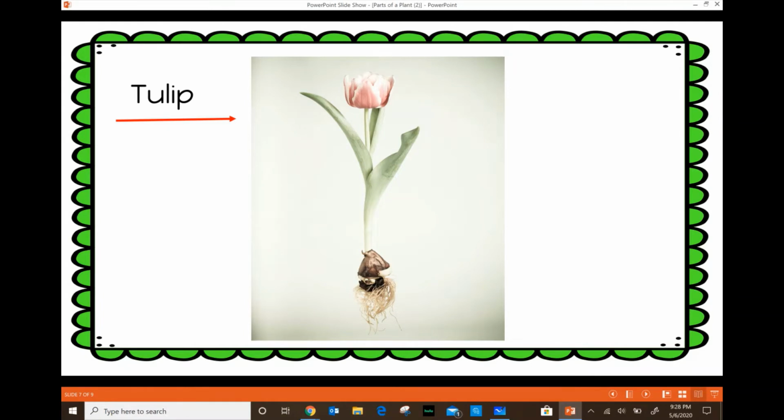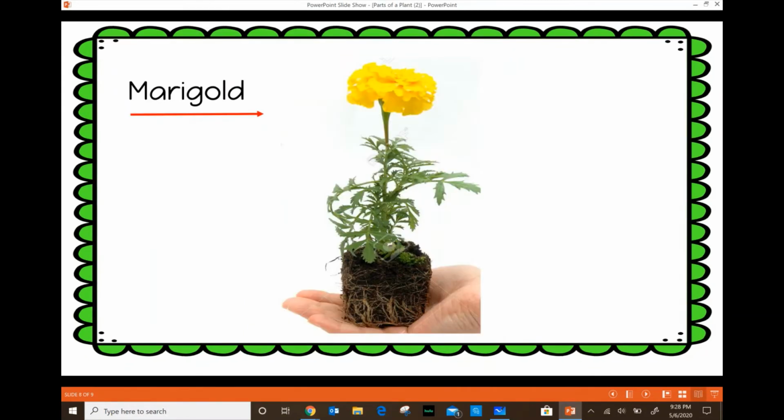So both the sunflower and the tulip, and now let's look at the marigold. They all have the same kind of plant parts. If we look at the bottom, look at the roots on that marigold. They're stringy, but they're in dirt still. And you can see how they look when they're trapped around the dirt. It looks like they pulled that plant out of a pot. That's why it's so squared.